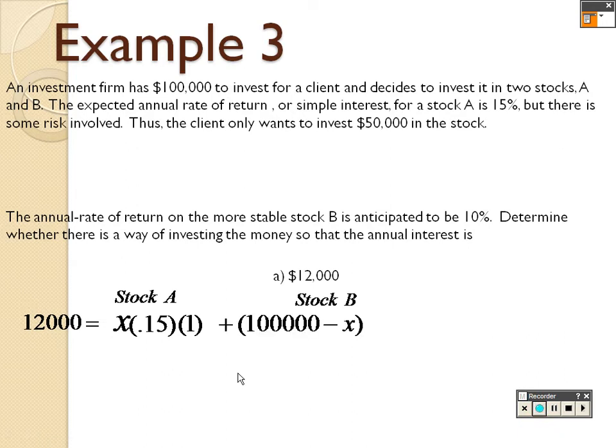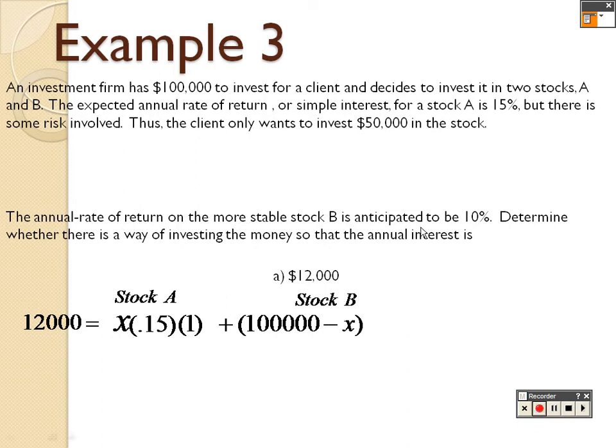Stock B is going to be, well, I don't know how much to put in stock A because that's what we're trying to figure out, but I do know that I have a total of $100,000, which is why it's 100,000 minus x. And the reason why this works is if I put 10,000 in here, then 10,000 plus what gives you 100,000? 90. Well, how do you figure that out? 100,000 minus 10,000 is 90,000. That's where this formula is coming in. So whatever x is, 100,000 minus that number will tell you what you're investing in stock B.